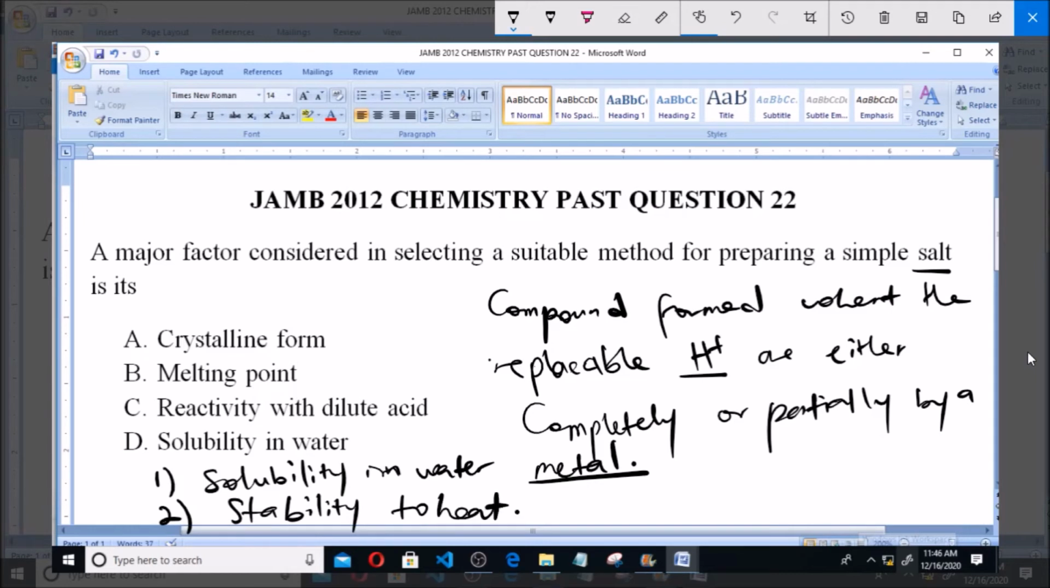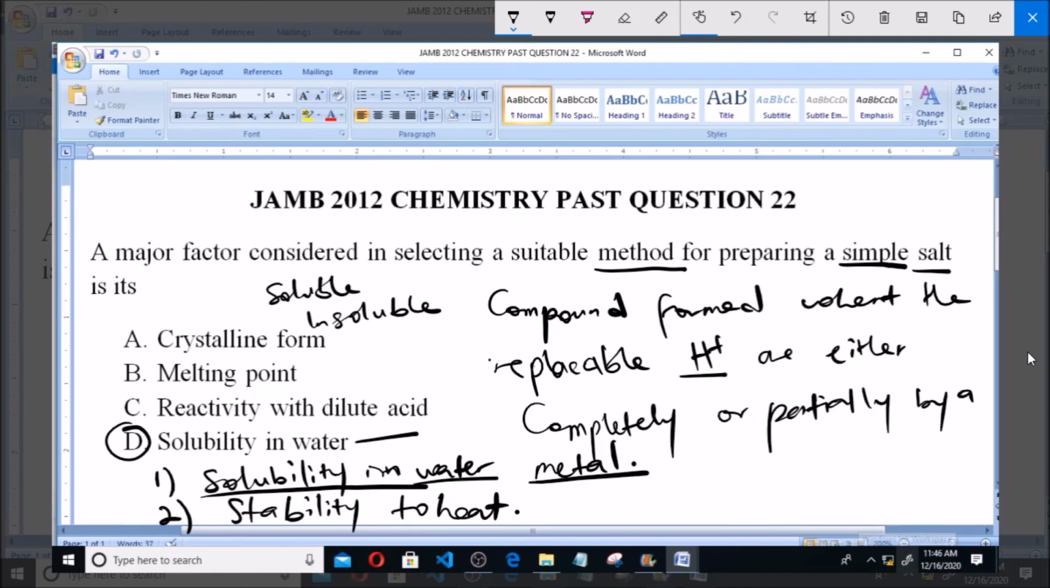But this question is asking for the factor that is required for a suitable method for preparing a simple salt. For you to prepare a simple salt, the major factor that is considered is its solubility in water, that is, how soluble the salt will be in water, whether it will be soluble or insoluble in water. Looking at it, that is option D. So solubility in water is the major factor considered in selecting a suitable method for preparing salts, which is option D.